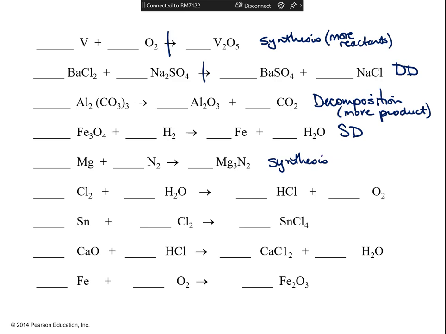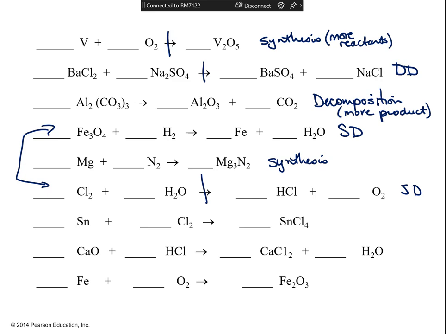Cl2 plus H2O makes HCl and O2. So I have two reactants and two products, so I know it's got to be a displacement. Do you see that? So here's my arrow. I have two reactants and two products. It's a single, because it's an element in a compound making a different element in a compound. So you see how these two are the same? Elements in a compound swapping one partner, single displacement.